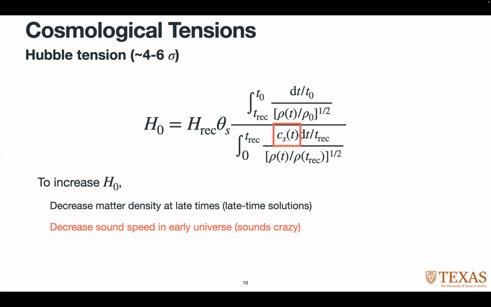And the other option is to change the sound speed in the early universe. For example, you can change the fine structure constant alpha, or change the electron mass. But it sounds a little crazy, so people are not that serious about this option. And the last one is to increase the matter density at early times. This is what many theories choose, and I will take this path today.